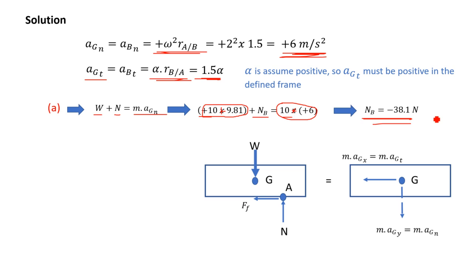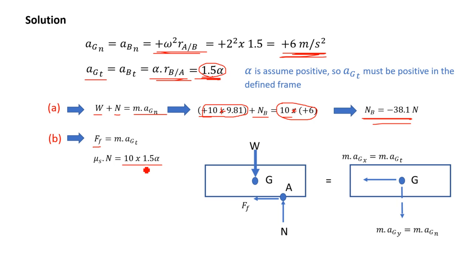Now, let's go to the next step. It's about the friction force. It's going to be equal to the mass multiplied by the tangential acceleration. The tangential acceleration is 1.5 multiplied by alpha. So the coefficient of friction multiplied by the normal force is equal to the friction force, and this is equal to 10 multiplied by 1.5 alpha.